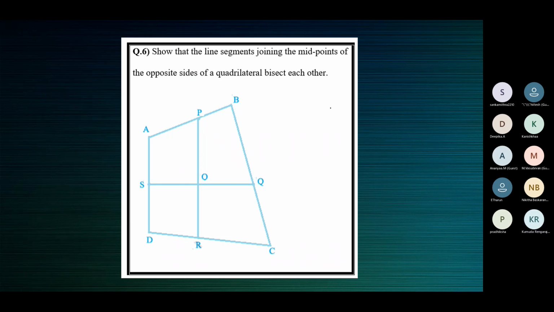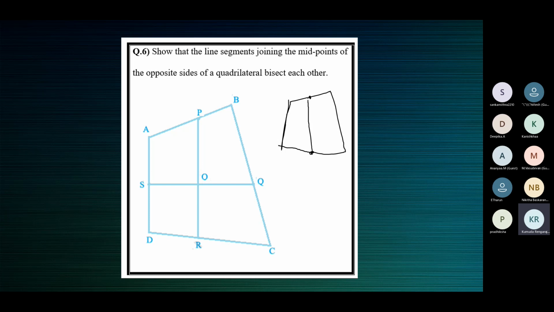Next one. Show that the line segments joining the midpoints of the opposite sides of a quadrilateral bisect each other. Here, quadrilateral. Line segments. And line segments join what? The midpoints of the opposite sides of the quadrilateral. So midpoint, midpoint, opposite sides, midpoints.